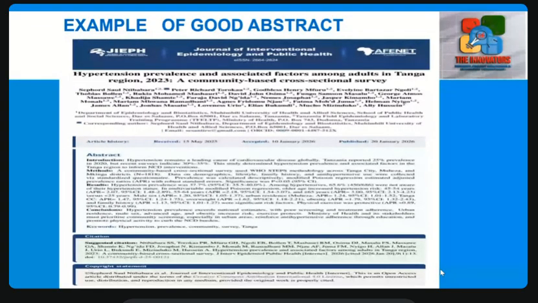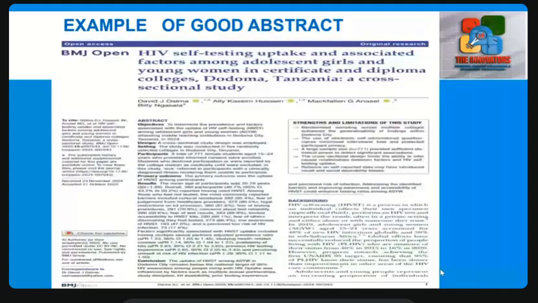Another good example of a structured abstract is the study on hypertension prevalence and associated factors among adults in Tanga region, a community-based cross-sectional study done with me and one of our colleagues here, Mr. Sefo Yosima, as the corresponding author of this publication.